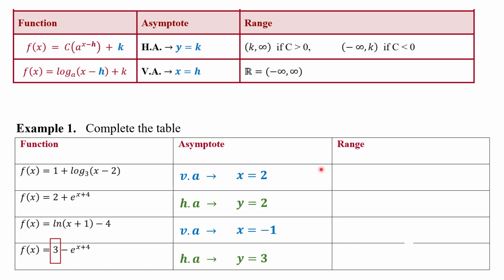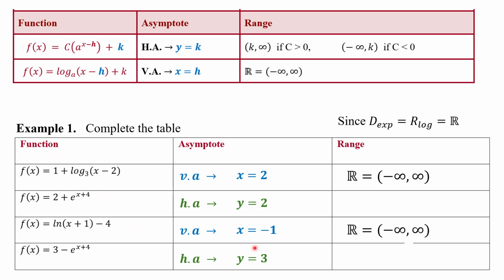So for the range, let us recall that the range of logarithmic is equal to the domain of the exponential. And we know that the domain of exponential is always all real numbers. So we can start finding the range of logarithm, which is the first function and the third function. We are writing that the range is from minus infinity to infinity, and the range for the third function, which is ln of x plus 1 minus 4, is also minus infinity to infinity.